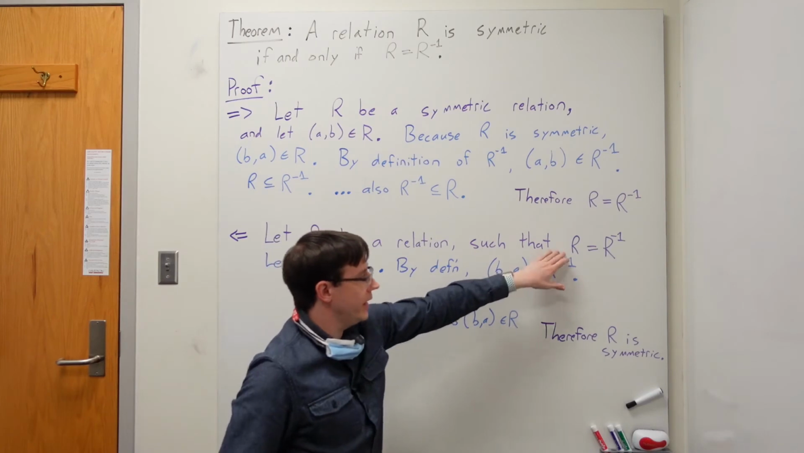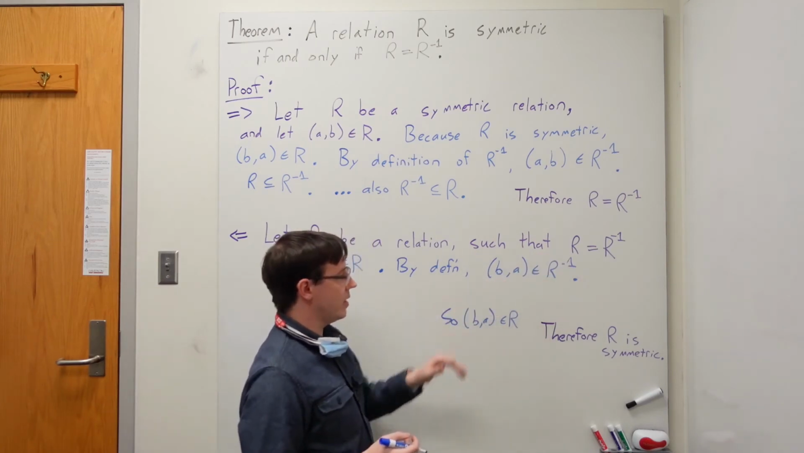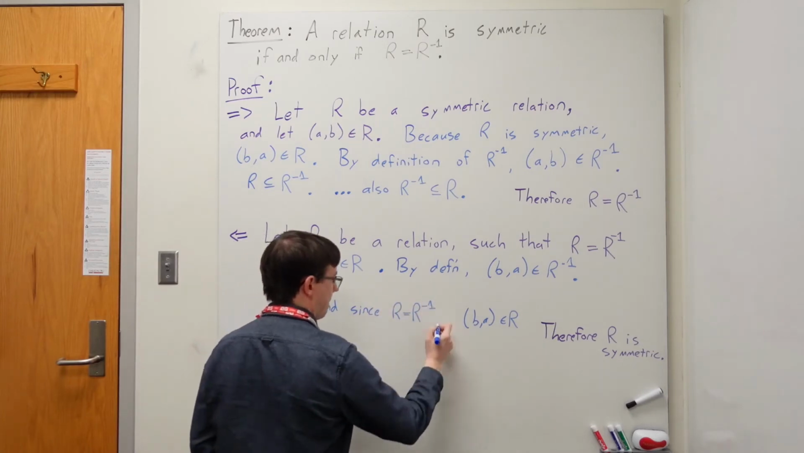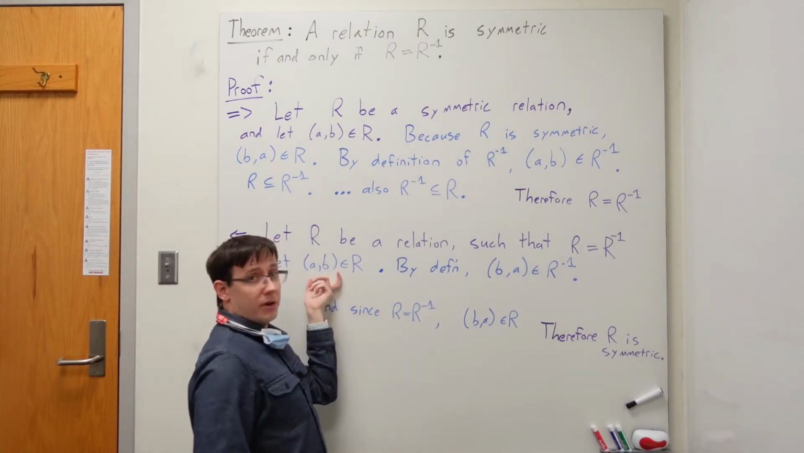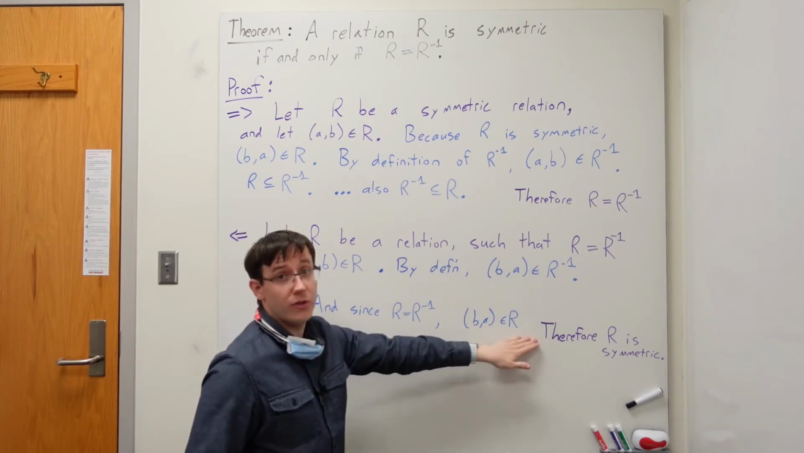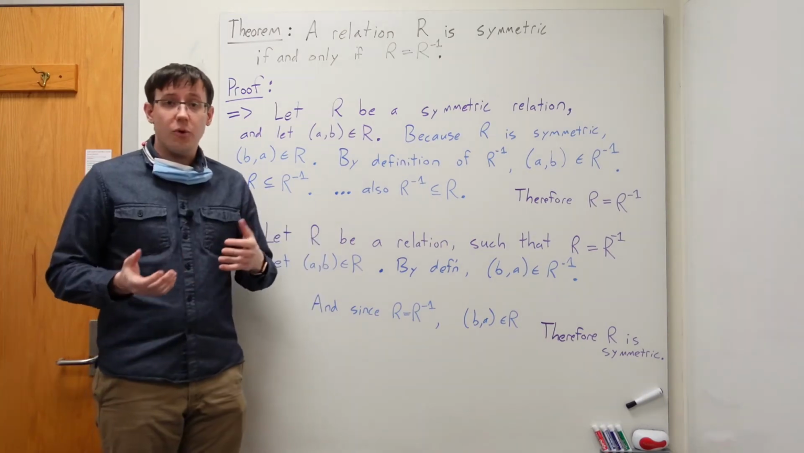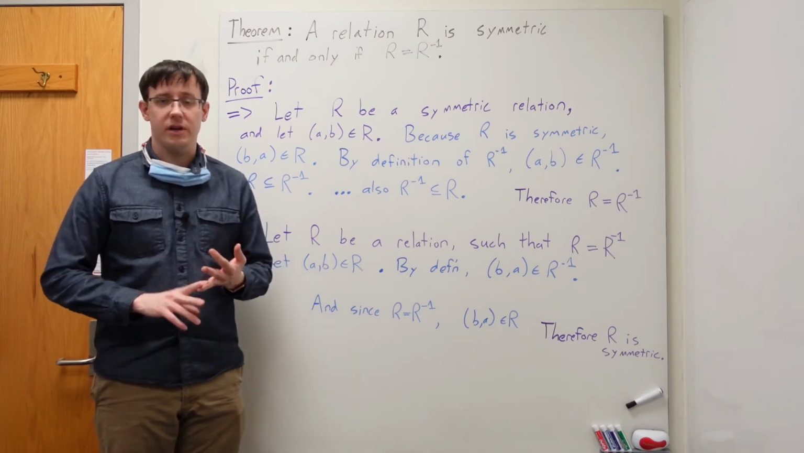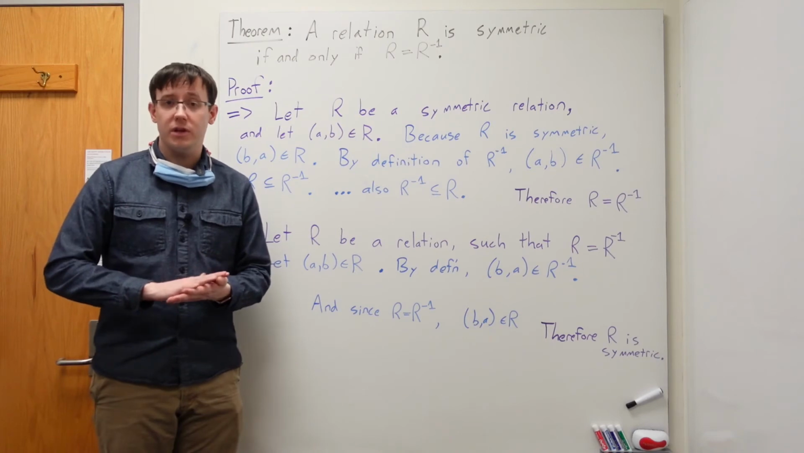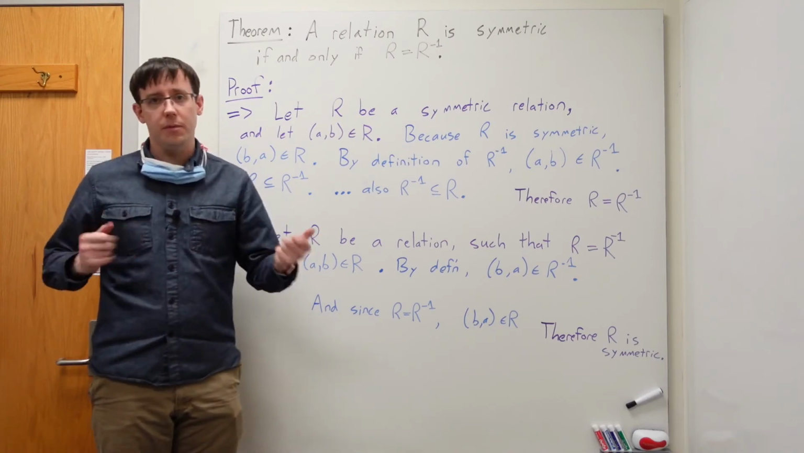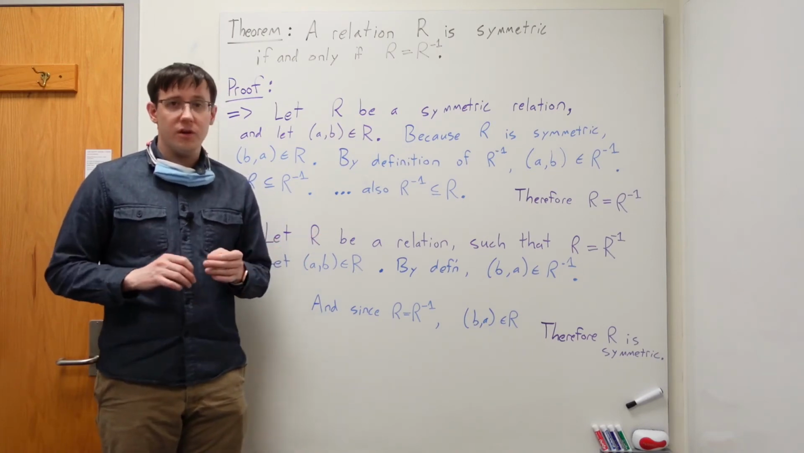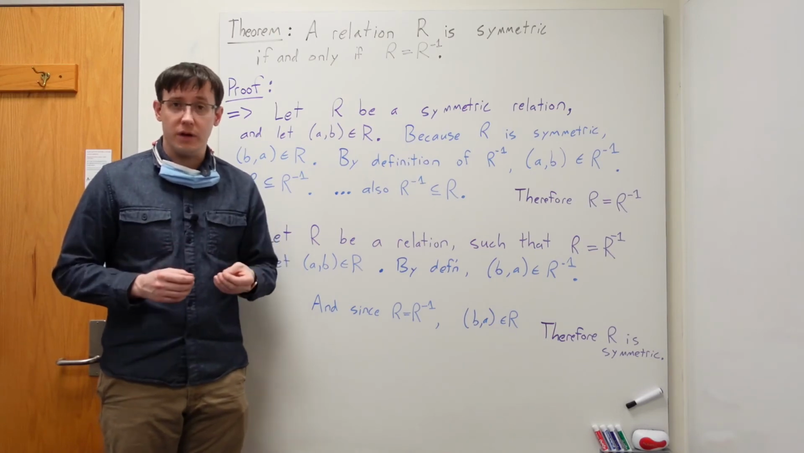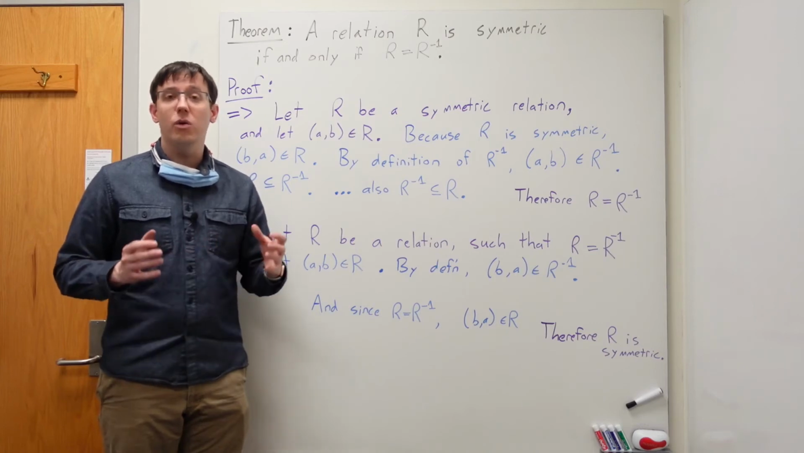But since the relation is equal to its inverse, that means that BA is also in R. And since the reverse of any element of the relation is in the relation, we conclude that it's symmetric. So we've seen that for different relations, different combinations of reflexivity, anti-reflexivity, symmetry, antisymmetry, and transitivity can hold or not hold. But there's one specific combination of these properties that is of sufficient interest to be worth defining separately, and that's the idea of an equivalence relation.